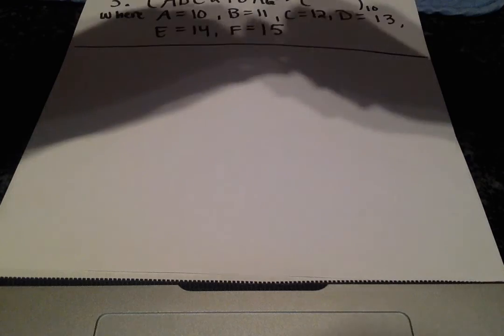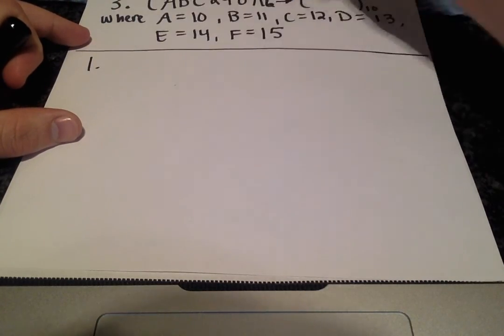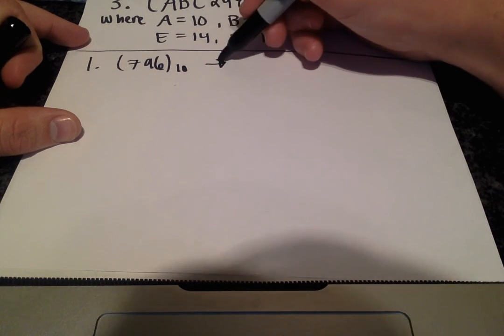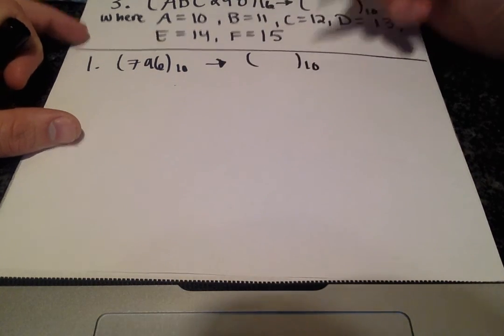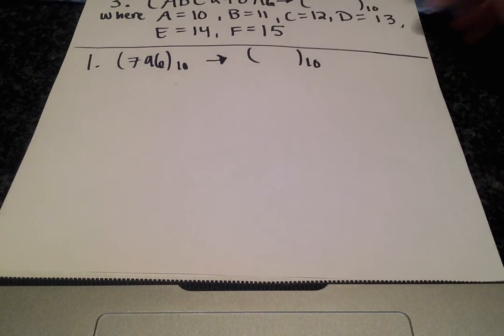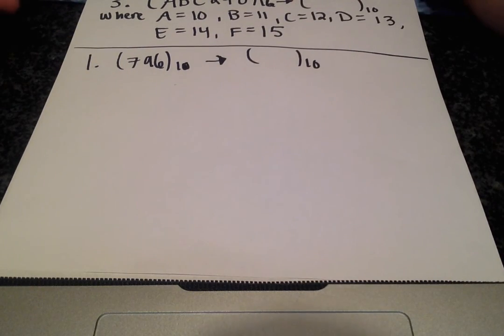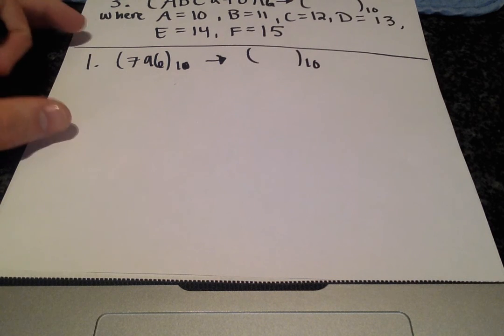So the first one, 796 base 10 to base 10. Wait a second. So we're given a base 10 number, and we want to go to base 10. Seems kind of silly, doesn't it? Well, it'll make sense in just a second why we're doing this.